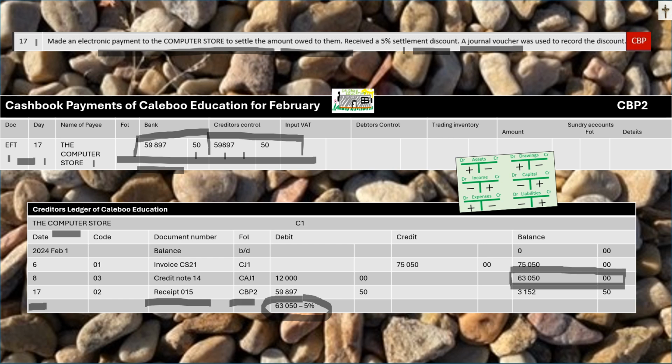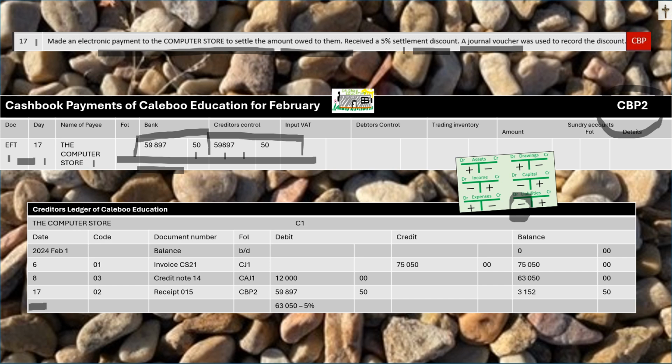This information was recorded in the cash book payments. The account was debited. Why? Because there was a decrease in liabilities, and the rule says decrease in liabilities debit, and the amount is what was outstanding, 63,050 less 5% is 59,897.50.